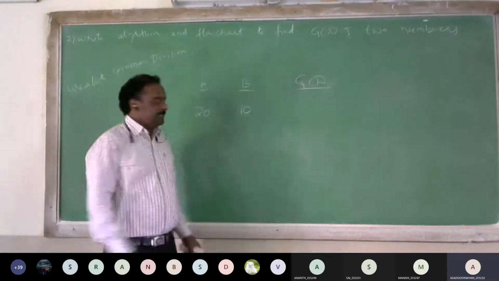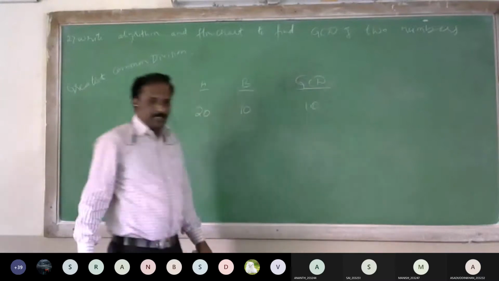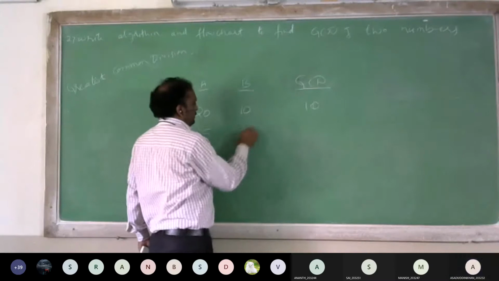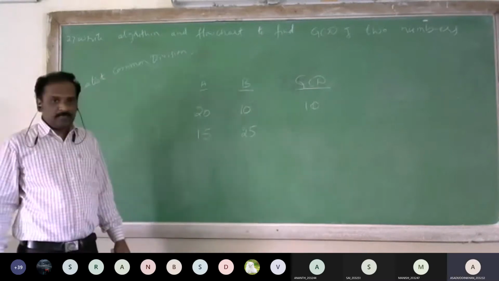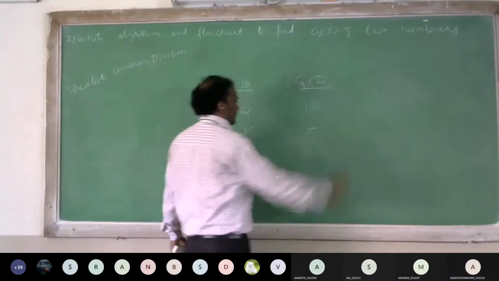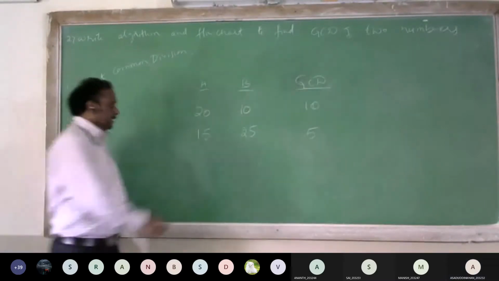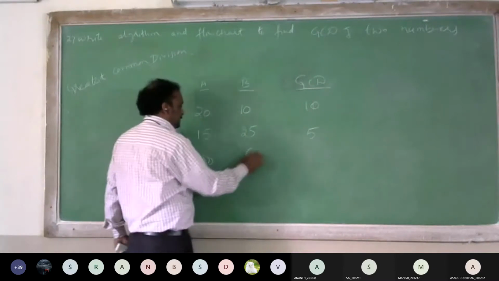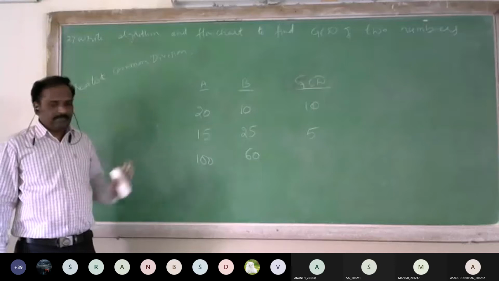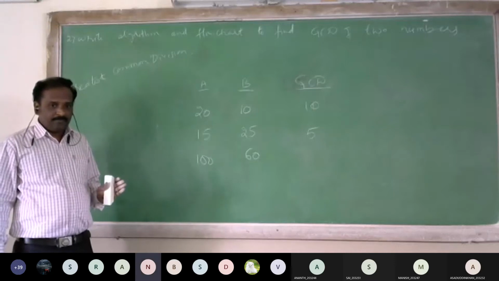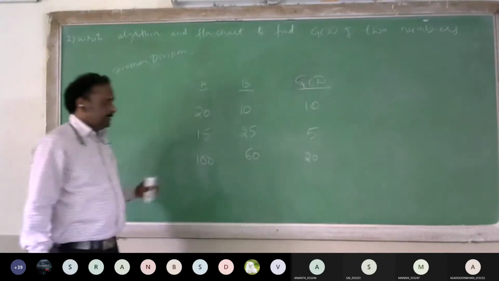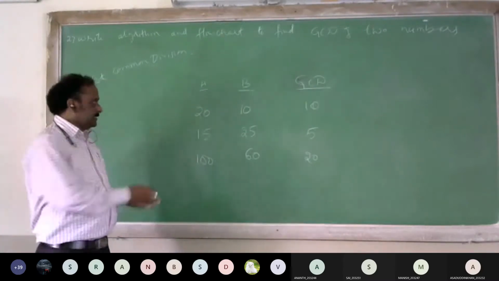The GCD of 20 and 10 is 10. If I take the GCD of 15 and 25, what is the GCD? 5. If I take 100 and 60, what is the greatest common divisor? 20. These are the greatest common divisors.